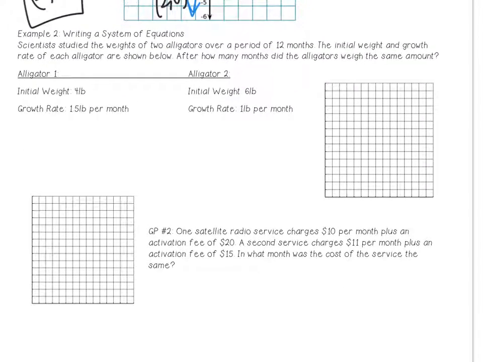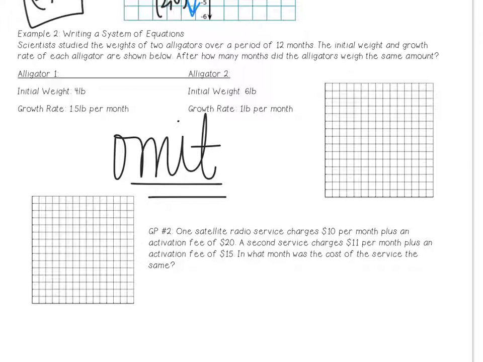All right, example 2. For time's sake, we're going to omit this on the video, but we will do questions like this in class. But for the video and for your outline, you just put omit.